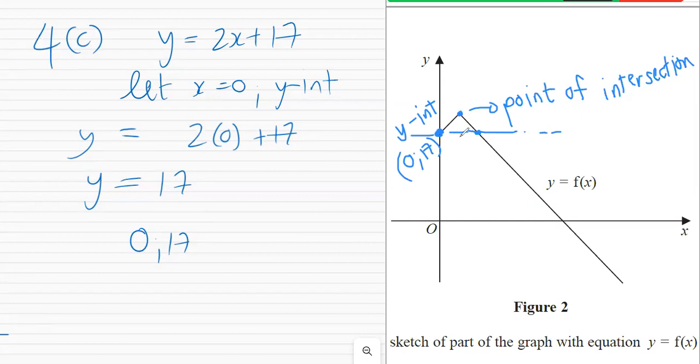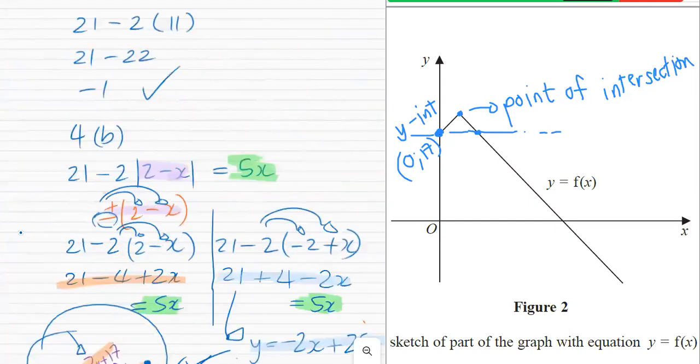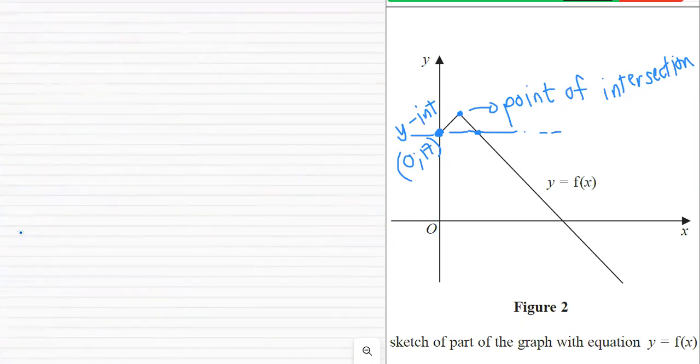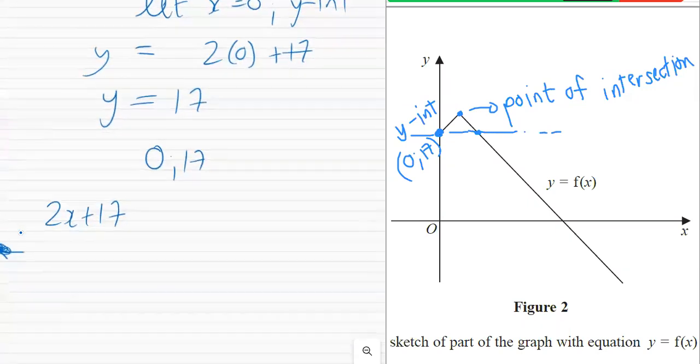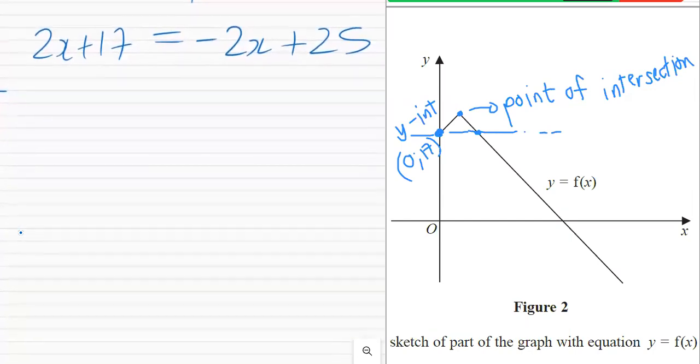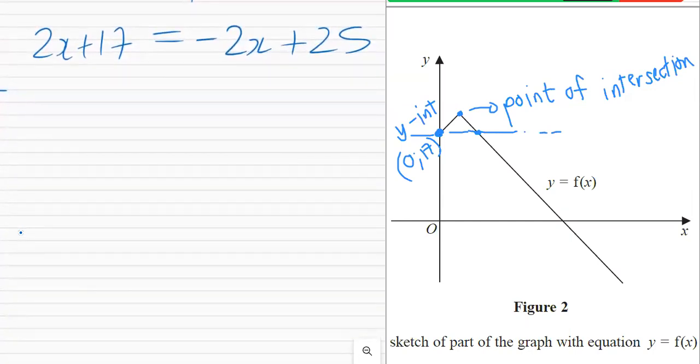And then we want the point of intersection between the two graphs. And obviously, for the point of intersection, you always know, let the one equal to the other. So if we let the one equal to the other, I should grab the other one off there. So we have 2x plus 17, and the other one, minus 2x plus 25. The point of intersection, this is going to give us the x part of the point of intersection.